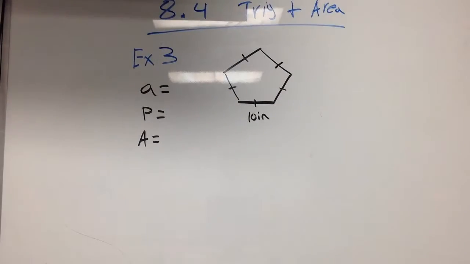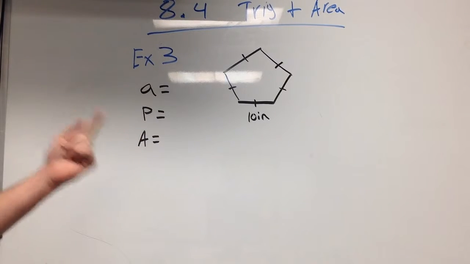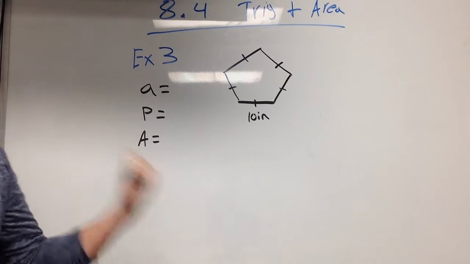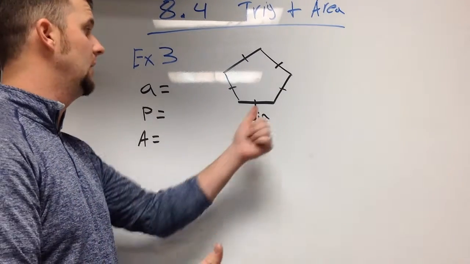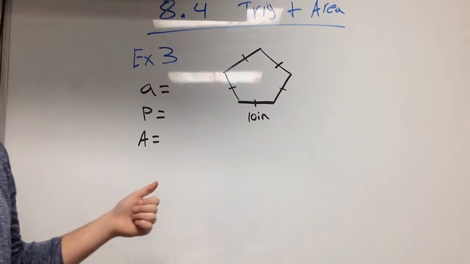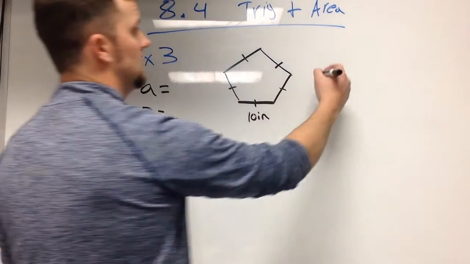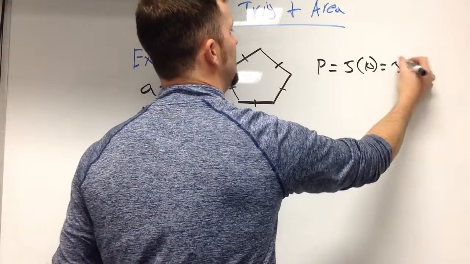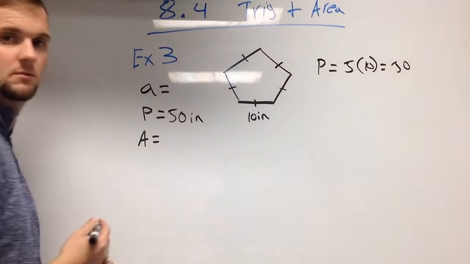Okay, and lastly on example number 3, I am given a pentagon, and I need to find the apothem, I need to find the perimeter, and I need to find the area of this regular pentagon. So right off the bat, I know since I have a regular pentagon, all of my sides are going to be congruent. So I can go ahead and find my perimeter. I know there's 5 sides, so to find the perimeter, I'm going to do 5 times 10, which is going to give you 50. So automatically my perimeter is going to be 50 inches. Okay?